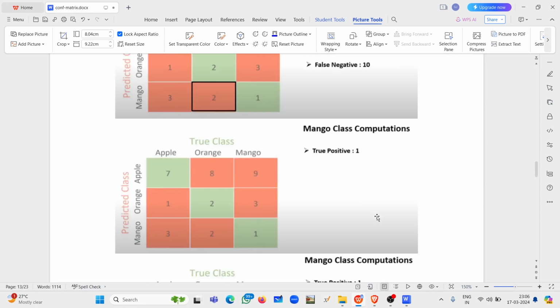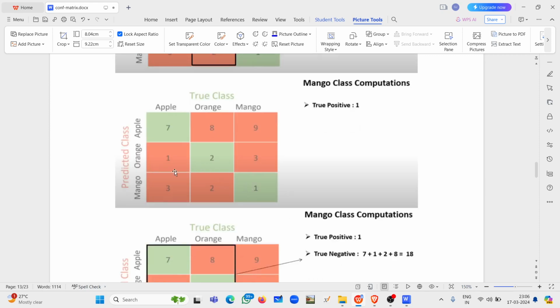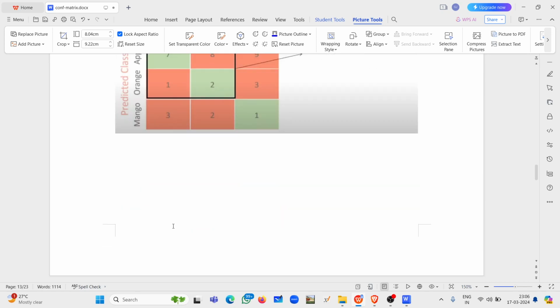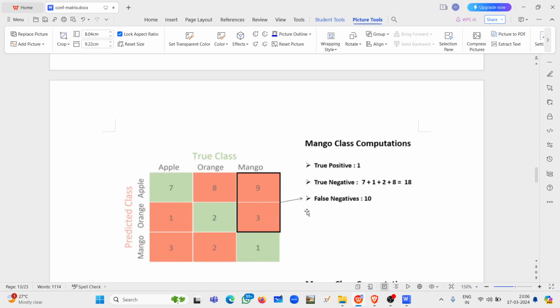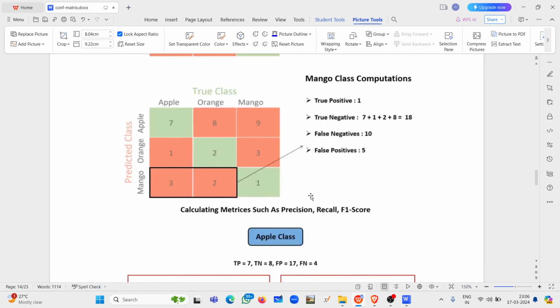Is it clear? Now similarly we are going for this mango class. Mango class, true positive, it is 7, it is 1 here. Then if you go for the true negative, you leave this one, that means this will be there. So 7, 8, 1, 2, you add it, it is coming 18. Similarly for false negative, here except this one, these things, and false positive, these two will be there added, right? Now getting all the things, now all the data we are having, what is the true positive for apple, for orange, and also for mango.